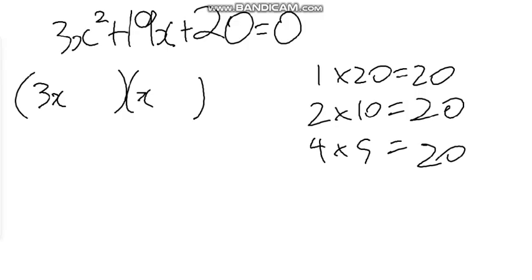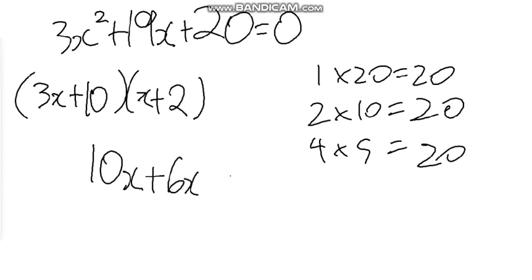Anyways, you substitute each pair to see which would be the closest. If you put plus 20 and plus 1, that would be 20x plus 3x, which is not 19x, obviously. Let's next try 2 times 10. If we put it here and here, would that work? 10x plus 6x equals 16x. No, it is not 19x. Let's try with 4 and 5.